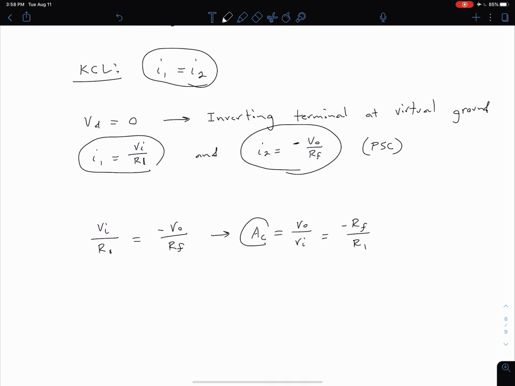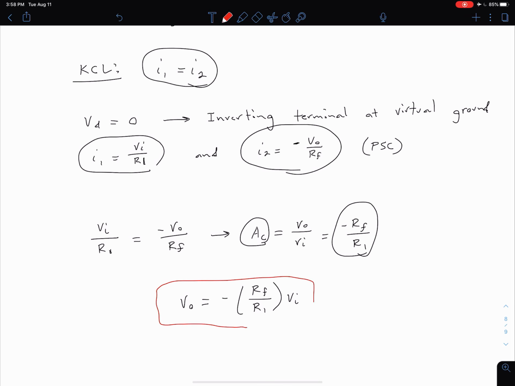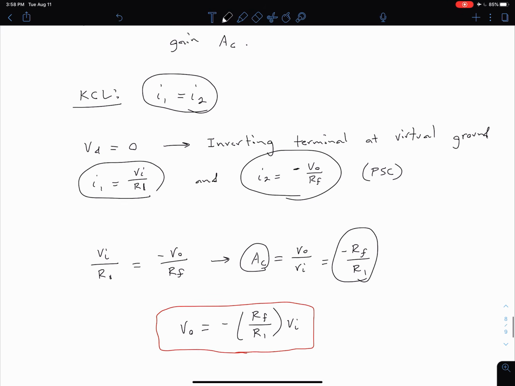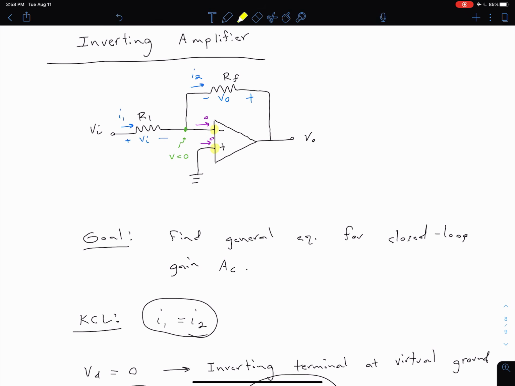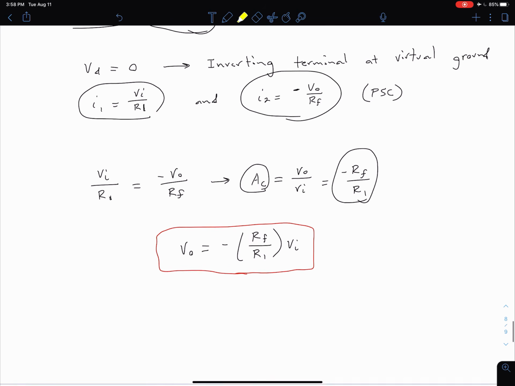So we could write this answer in terms of our closed loop voltage gain, or in more general terms, V out is going to be equal to negative RF divided by R1 times our input voltage VI. And so this is going to be a useful equation to know, because whenever you see an inverting amplifier configuration, we can go directly to this equation. We identify our RF is this feedback resistor that's connecting our output and input. Our R1 is connected to our input. Plug them into their respective places, and we can find out what our output voltage is for any given input voltage.